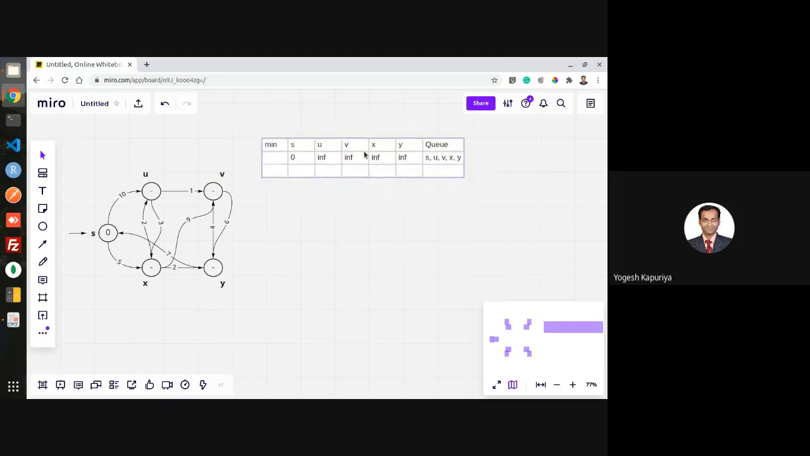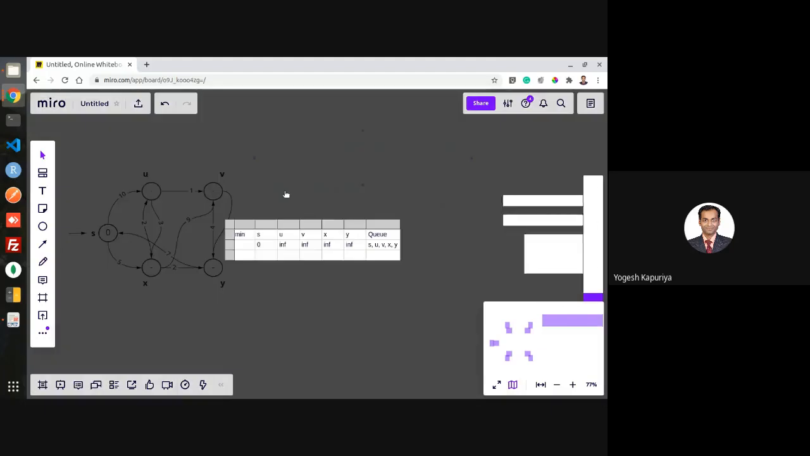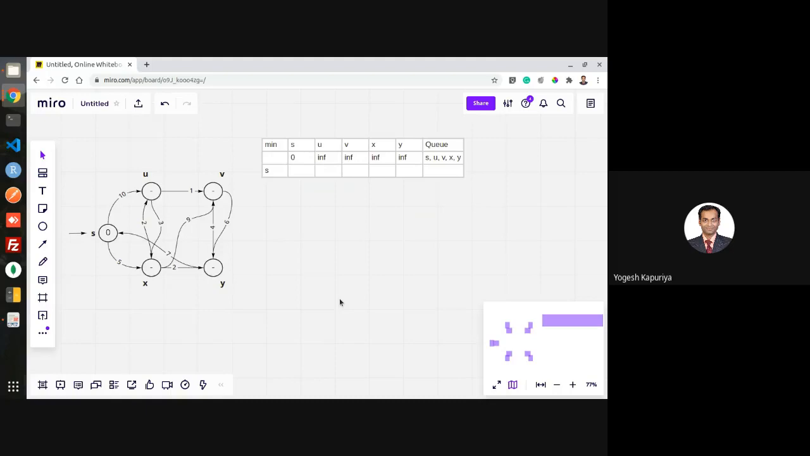Now what is the next step? Next step is you will extract one vertex, and that vertex should be a vertex of minimum distance. So S will be extracted because it has minimum distance. Now relax all the edges which are leaving S. Leaving S means the edges which have S as a source vertex. So how many edges are leaving S? There are two edges. One is S to U, another is S to X.